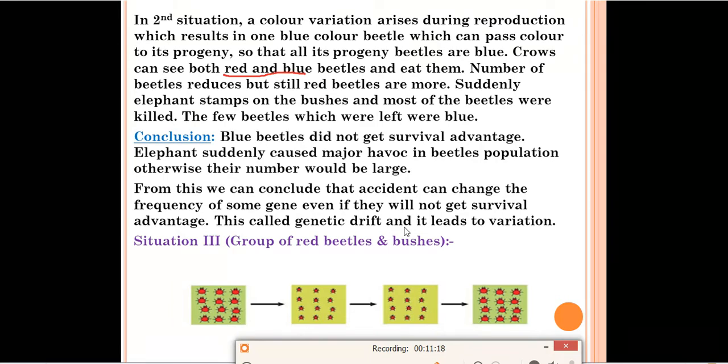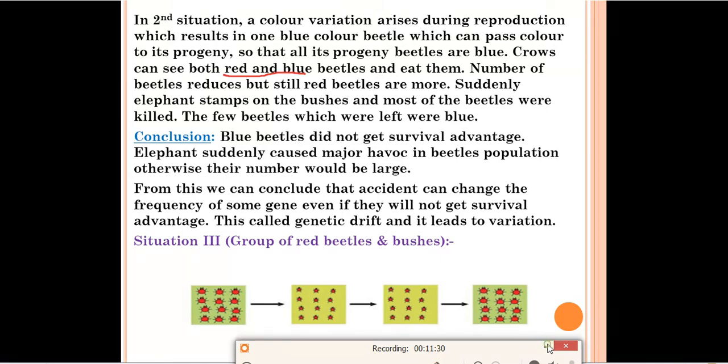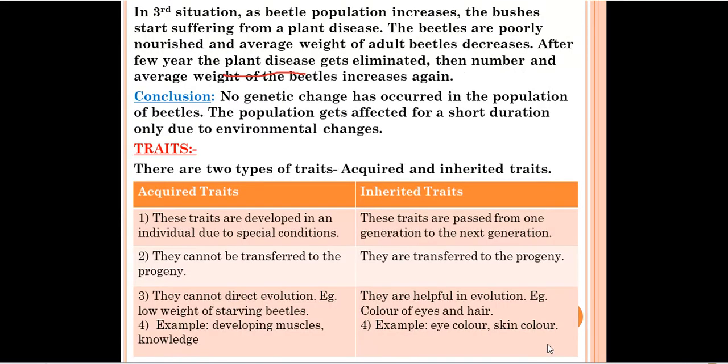And in the third situation, what happens? In the third situation, a group of red beetles and the bushes can be seen. No green or blue beetles can be seen. Only red beetles and the bushes can be seen in the third situation. Now we'll discuss the third situation. In the third situation, what happens?